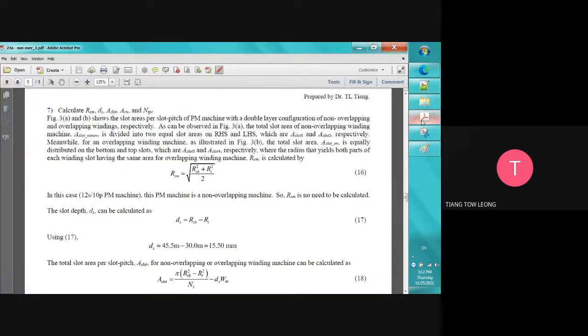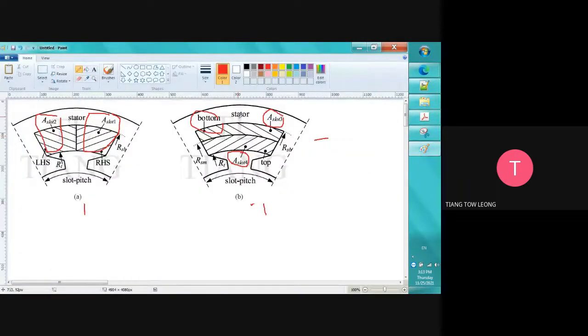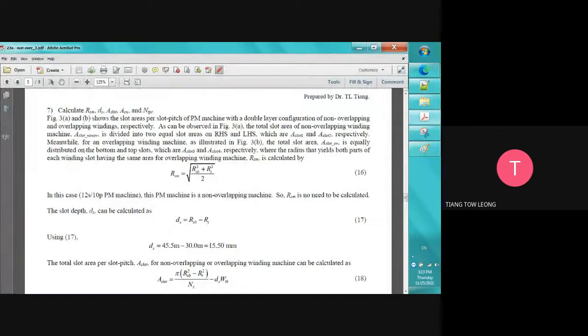Meanwhile, for the overlapping winding machine, as illustrated in figure 3B, the total slot area, A slot overlapping, is equally distributed on the bottom and the top slot, which are A slot 3 and A slot 4, where both parts of each winding have the same area. For the overlapping winding machine, this is the equation that we need to use to calculate the RSM.